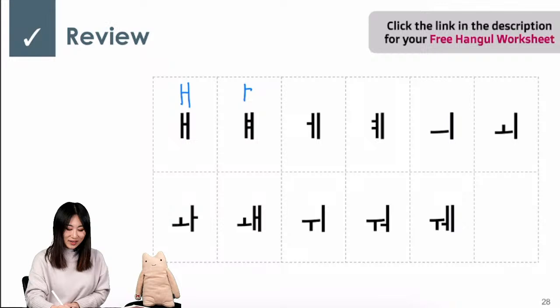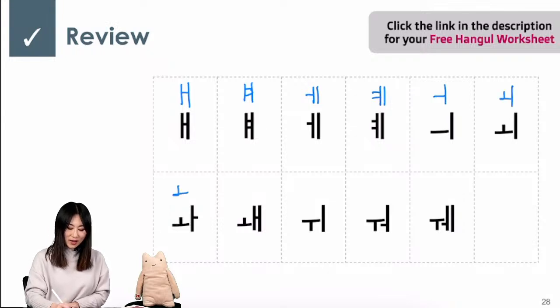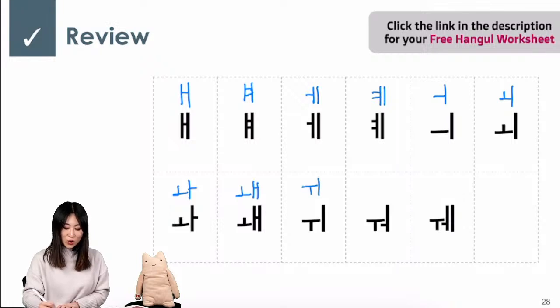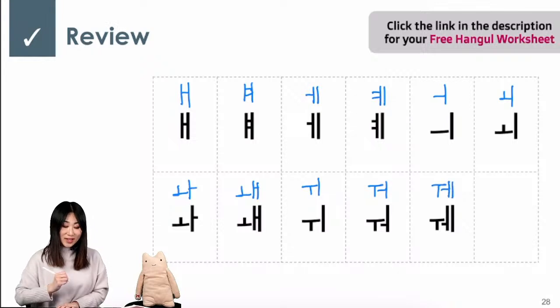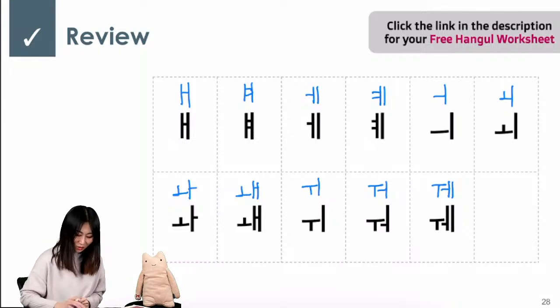에, 예, 의, 왜, 와, 왜, 위, 워, 왜. That's it. Oh, good. And I noticed something.